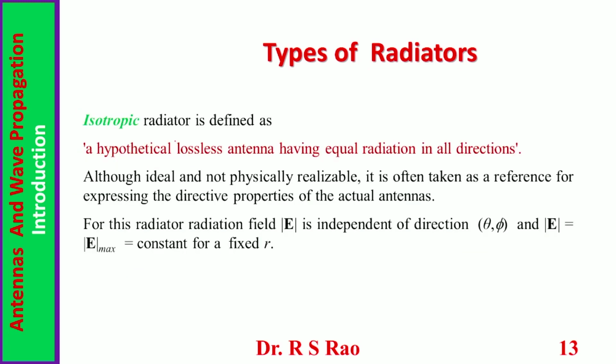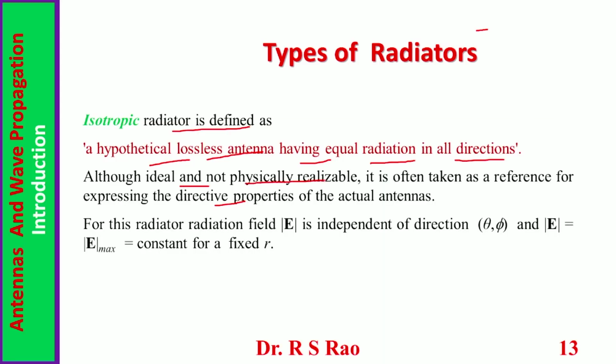Here is a definition. An isotropic radiator is defined as a hypothetical lossless antenna having equal radiation in all directions. Although ideal and not physically realizable, it is often taken as a reference for expressing the directive properties of actual antennas. For this radiator, the radiation field is independent of direction, theta and phi, and E max is constant for a fixed r.